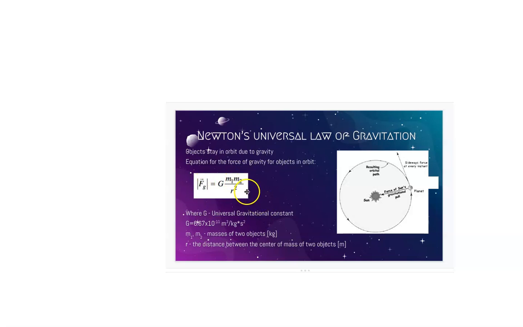He also came up with this mathematical relationship that the force between two objects with mass is proportional to the inverse square of the distance between the centers of mass of the two objects. So G is the universal gravitational constant, and it is super small.